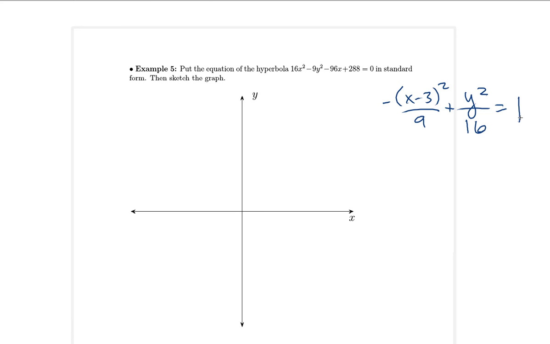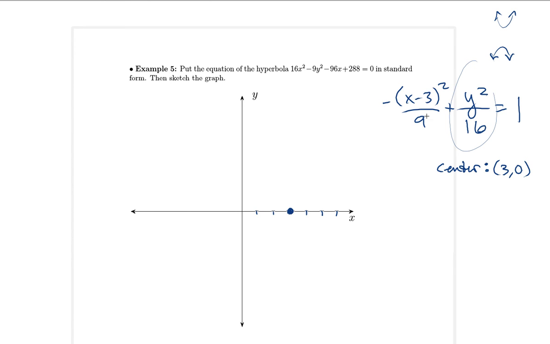All right, so first of all, notice that this is going to be this type of hyperbola, because the y term is the one that's positive this time. And then of course our center, we can see, is 3, 0. So I'll go over 1, 2, 3, 4, 5, 6. So 3, 0 puts our center right there.